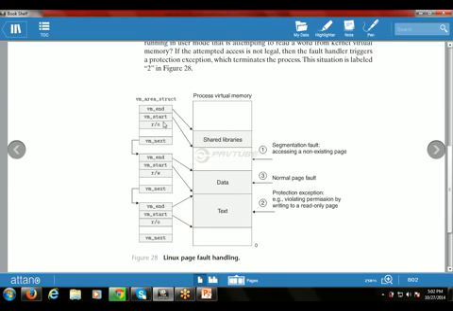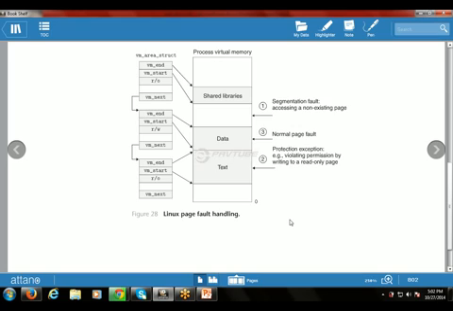This is how page fault handling can be done. This is the segmentation fault that is available here. This is a normal page fault that is available at the data section. This is a protection exception that is violating read-only operations.